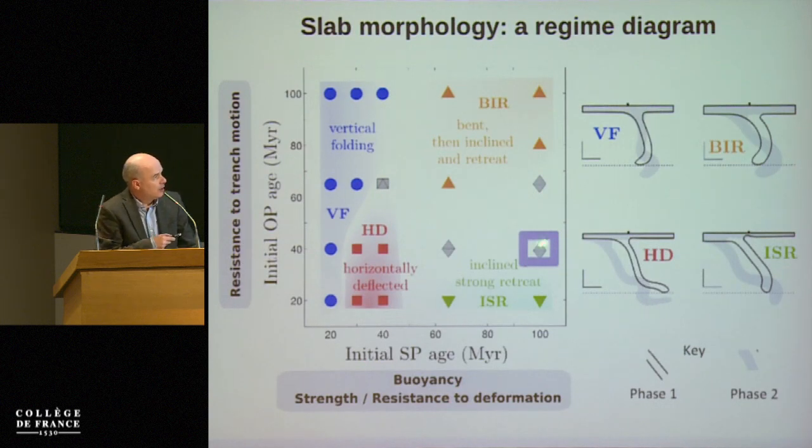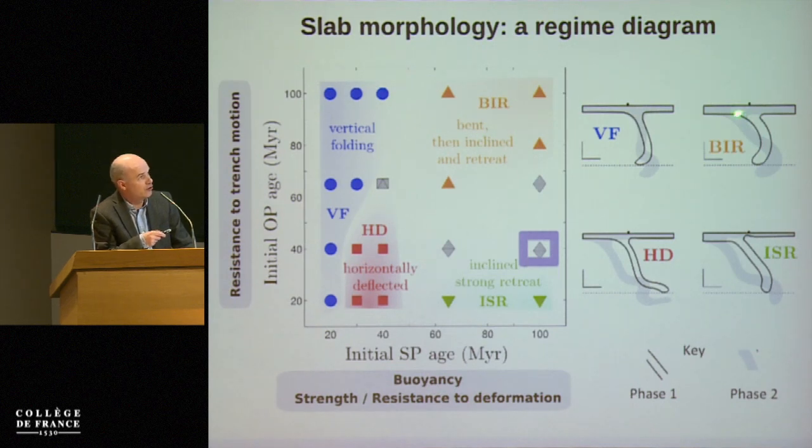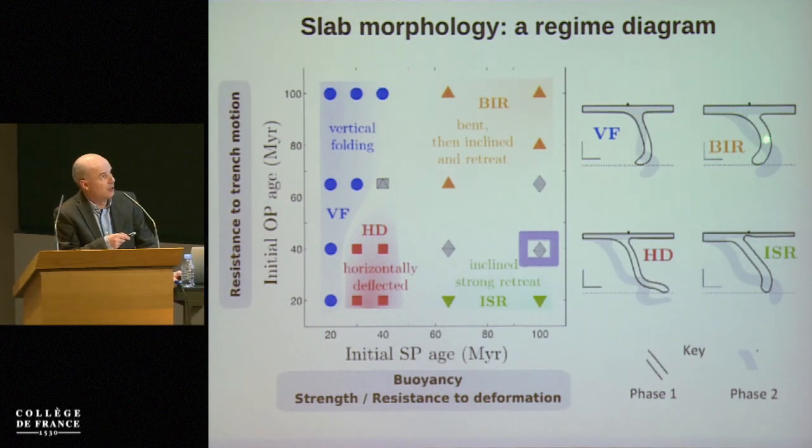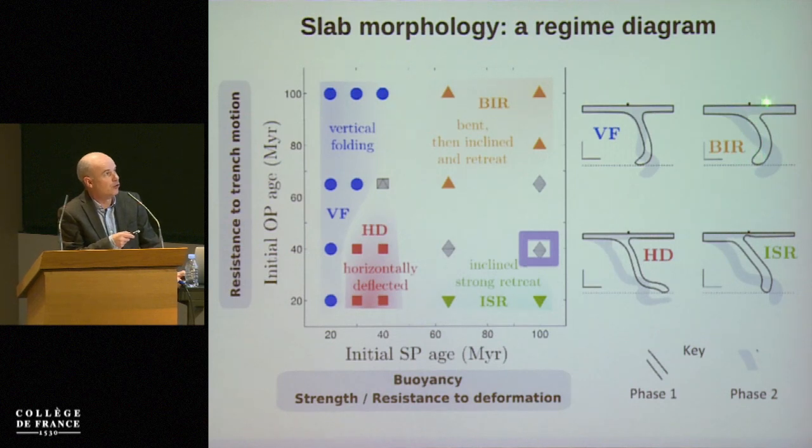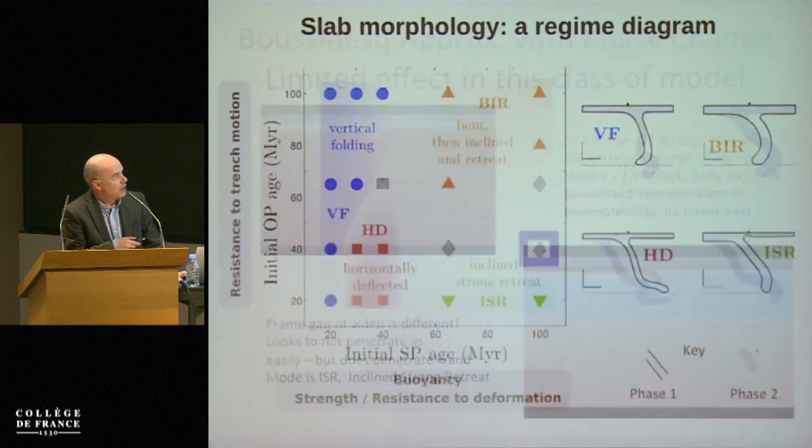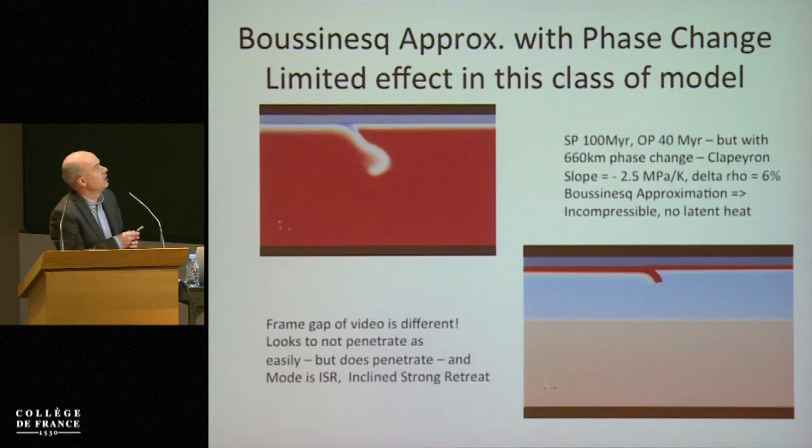I'm now going to show you this case here, but for a different method. So in the Boussinesq approximation, we're getting it to be kind of an inclined strong retreat, and a little bit of this bent, then inclined and strong retreat. So it starts very strong in that sort of case. I haven't shown you those. Those are very strong initially, so they get this bent over thing, but all of them evolve such that they have this inclined thing.